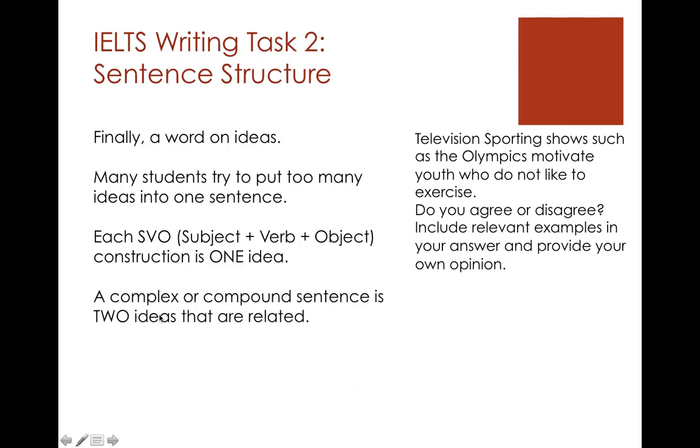Okay, so a complex and a compound sentence, as we studied, is 2 ideas that are related. Remember, it's subject, verb, object plus subject, verb, object is a compound or complex, right? So that's 2 ideas in one sentence that are related. They connect to each other. I like ice cream and I'm going to get ice cream. They're connected. Okay, there's one idea, and that is the connector.